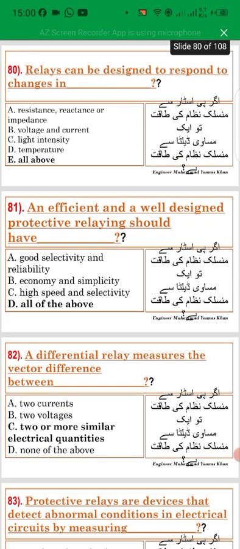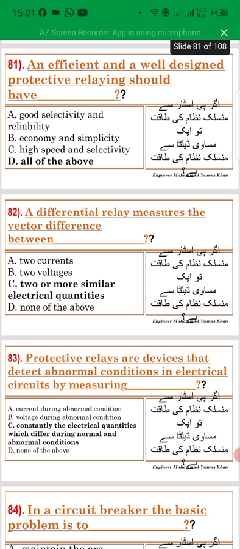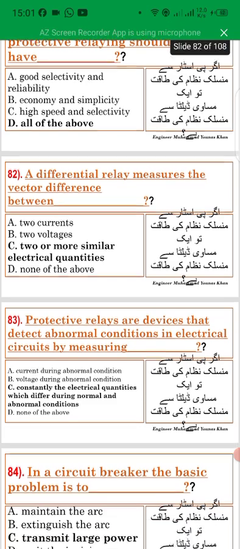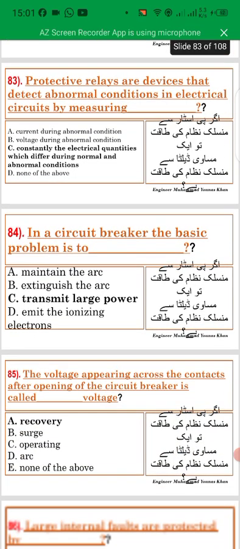Relays can be designed to respond to change in resistance, reactance or impedance, voltage, current, light intensity, temperature, all of the above. An efficient and well-designed protective relay should have good selectivity and reliability, economy and simplicity, high speed and selectivity, all of the above. A differential relay measures the vector difference between two or more similar electrical quantities.